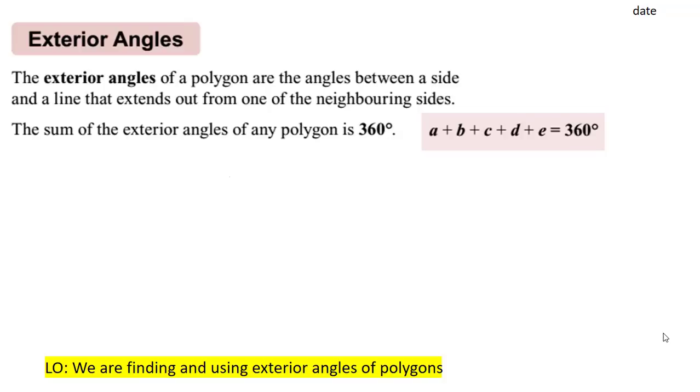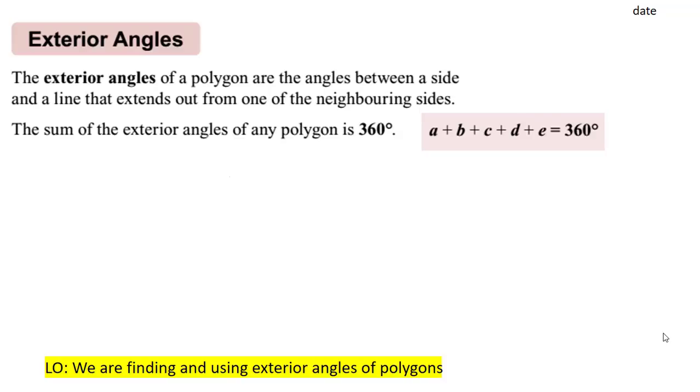Right, welcome to our lesson today. What we're going to be doing today is to find exterior angles of polygons. We're going to be working out missing angles in a polygon. Now remember, a polygon is any 2D shape that has got three sides or more.